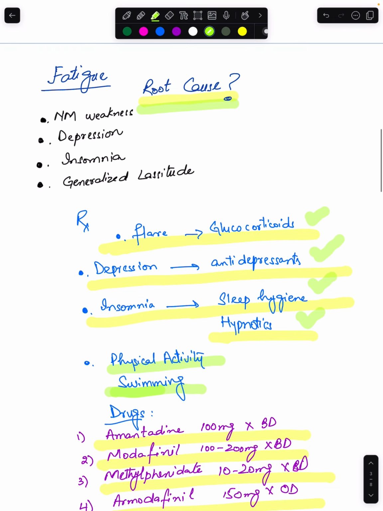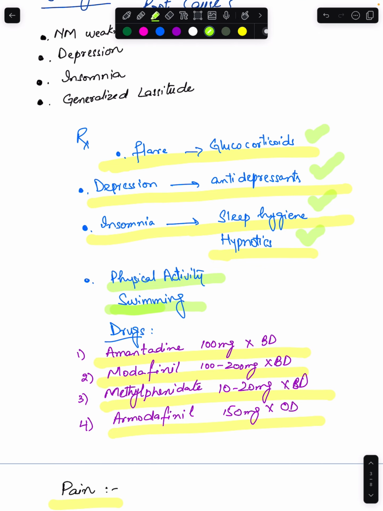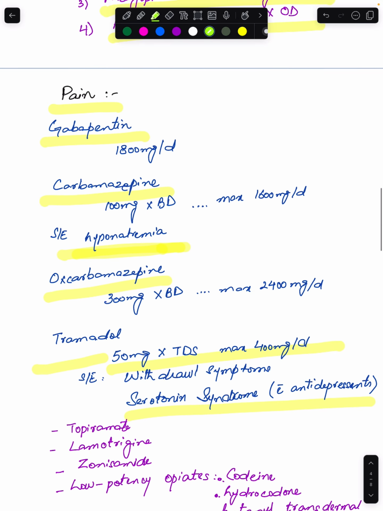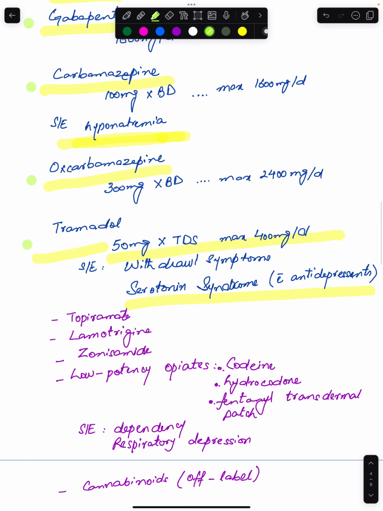So what we need to do is, for fatigue, treat the root cause, and I have told you about physical activity, swimming, and some drugs. The third symptom is pain. In case of pain, we have the options of gabapentin, oxcarbamazepine, carbamazepine, tramadol. Then we have other options such as topiramate, lamotrigine, zonisamide, low potency opioids.